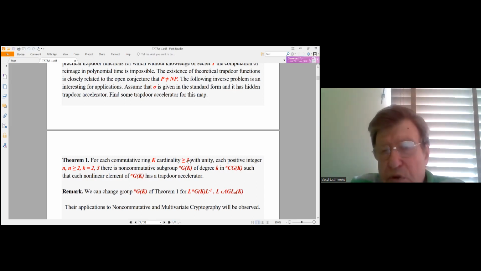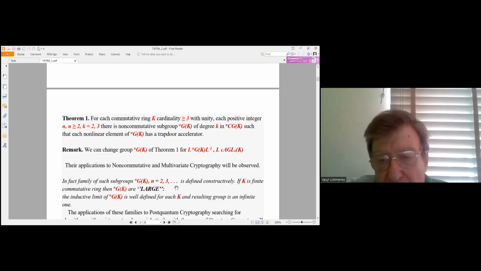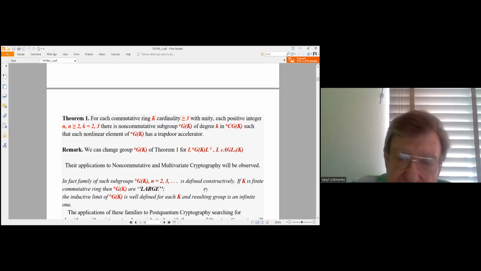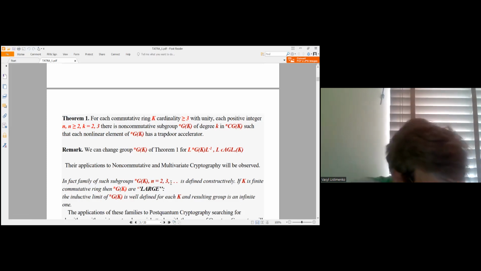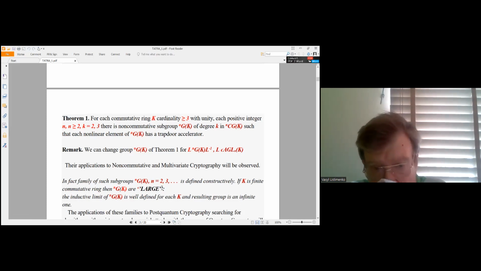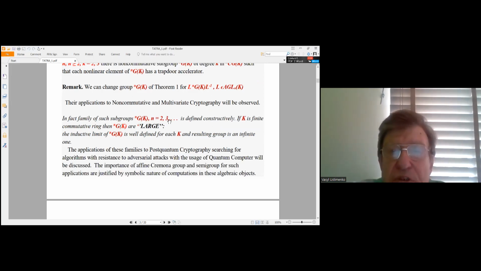So it gives the opportunity to compute products, for instance, of n different representatives of this group in polynomial time. So it gives us the possibility. In fact, these families of subgroups are large in some sense. For instance, the inductive limit of G_nK, n equal to 3 and so on, is well defined and goes to an infinite object, even if the ring K is finite, because for cryptography the case when K is a finite field is, of course, the most important one. Okay, so how can we use this group? Because this group was constructed explicitly.